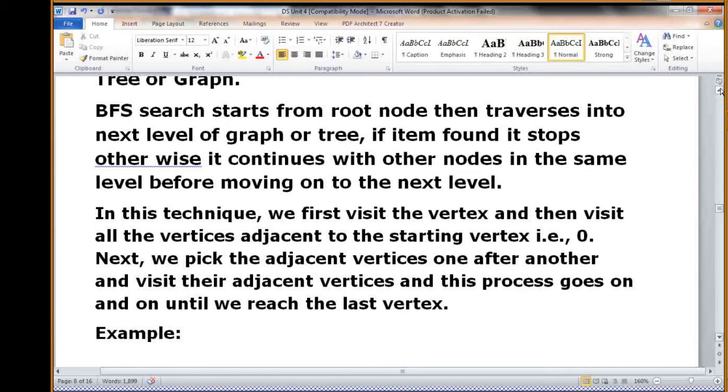It starts from the root node and traverses into the next level, left to right: level 1, 2, 3. So level wise it visits the nodes. It occupies more space when compared to DFS.